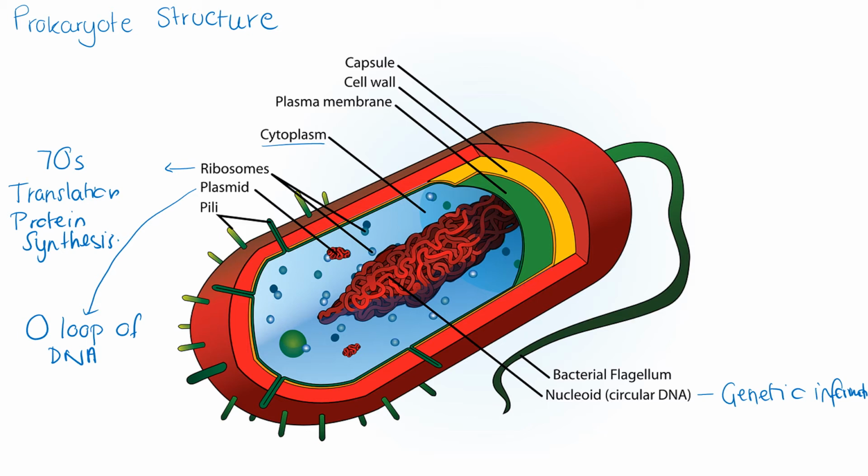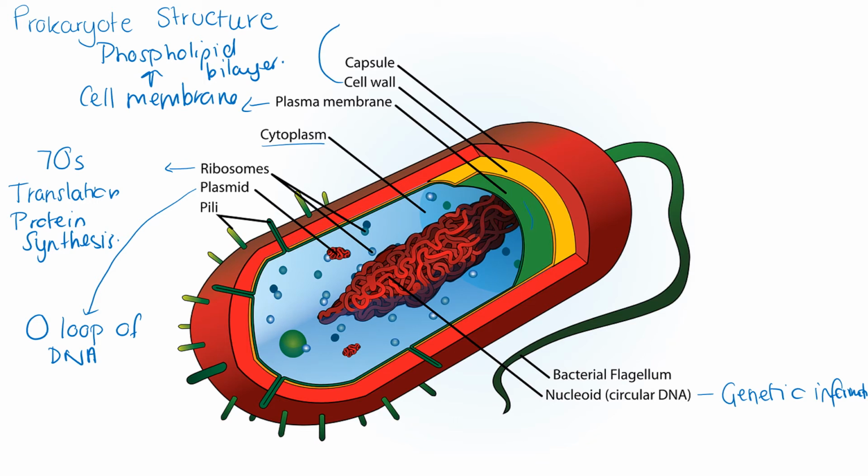The next thing we're going to look at is the layers surrounding our prokaryote. And let's start with the green layer here, which is the plasma membrane, also known as the cell membrane. This is a typical phospholipid bilayer structure. The next layer is the cell wall.